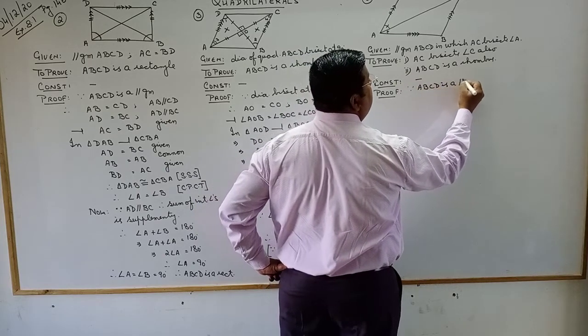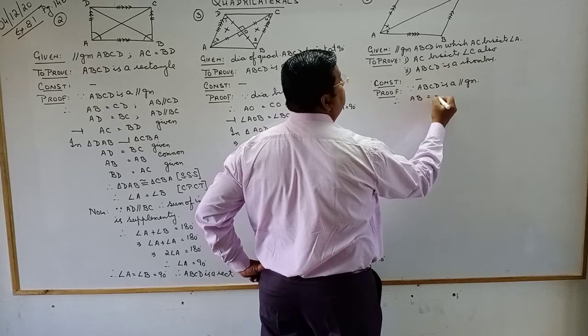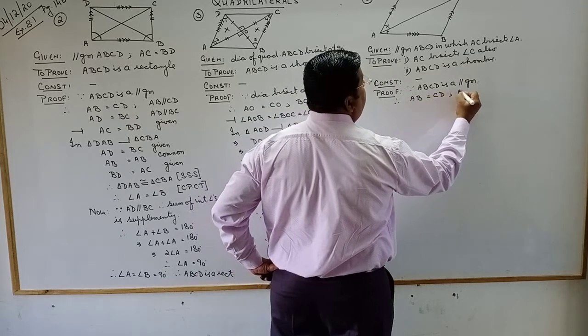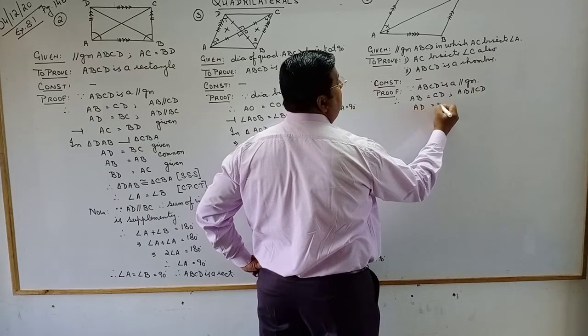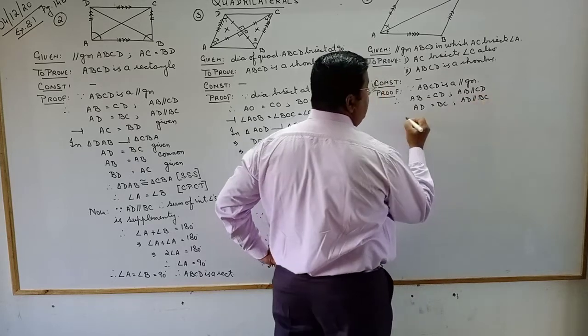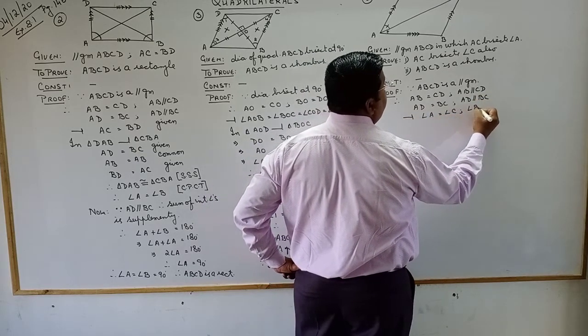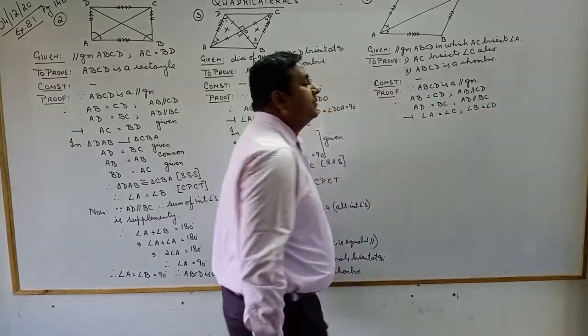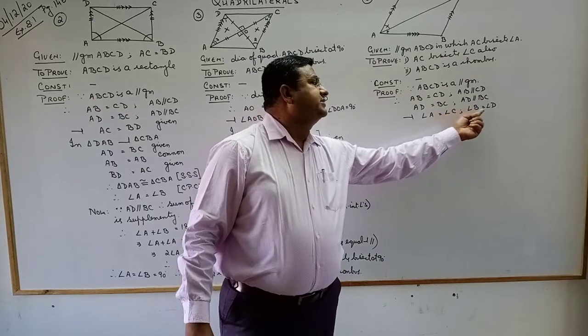ABCD is a parallelogram, therefore AB is equal to CD, AB is parallel to CD, AD is equal to BC, AD is parallel to BC, and angle A is equal to angle C. Angle B is equal to angle D. These are the properties of a parallelogram. Opposite sides are equal and parallel, and opposite angles are equal.